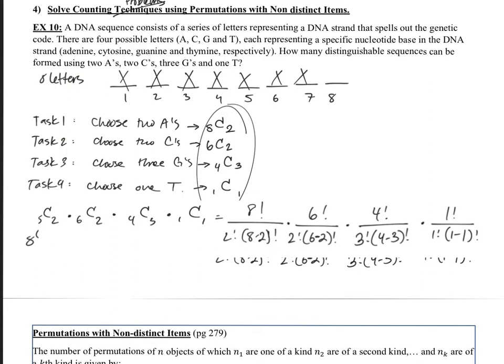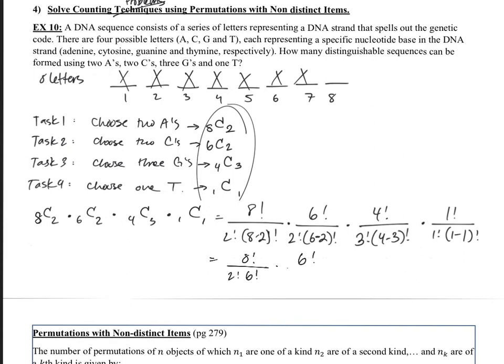Did not give myself the most space possible for this problem. Okay. The 8. Okay, so now for simplifying this, we have 8 factorial all over 2 factorial times 6 factorial times 6 factorial.